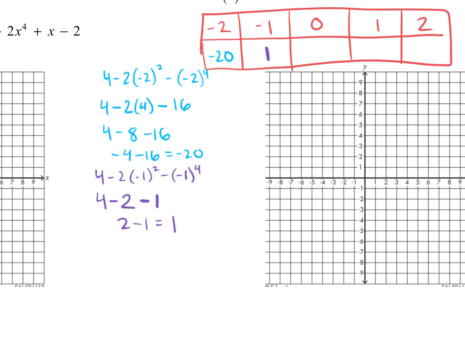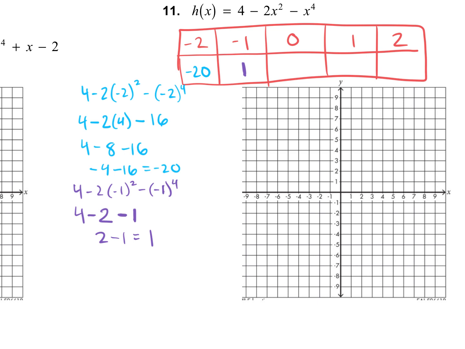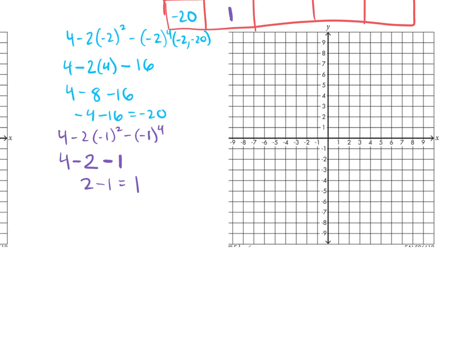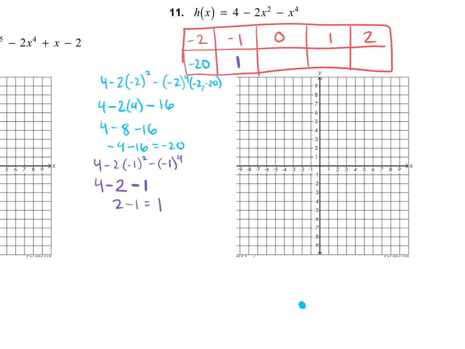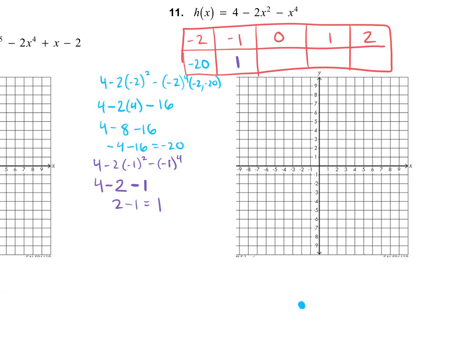I'm going to graph those 2 points before I start plugging in more. Our first point is going to be -2, -20. So we're going to go to the left to -2 and down 20. It's going to be way off of our graph down here. That's fine. We'll estimate. The next point was -1, 1. So we're going to go to the left to -1 and up 1.